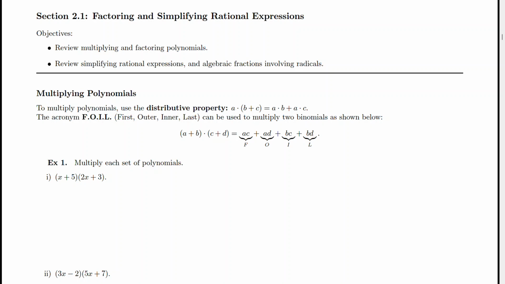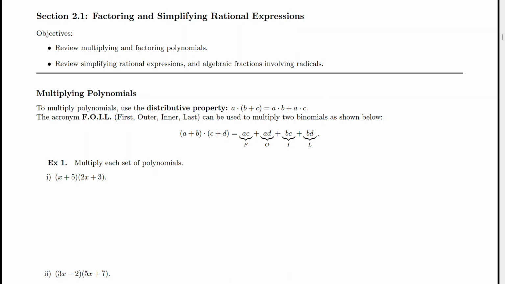Section 2.1 Factoring and Simplifying Rational Expressions. The objectives are to review multiplying and factoring polynomials and review simplifying rational expressions and algebraic fractions involving radicals. We begin by multiplying polynomials.